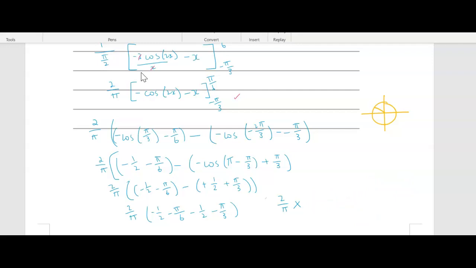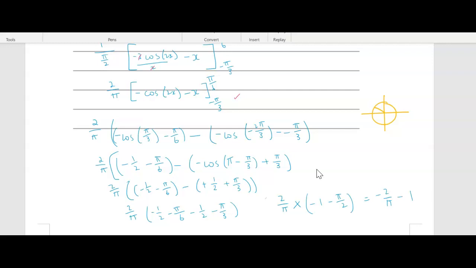All right. So we've got negative a half minus a half is negative 1. And then negative pi on 6 minus pi on 3. So that's going to be negative pi on 2. So we're going to have negative 2 on pi minus 1. All right, great. And that's my solution.